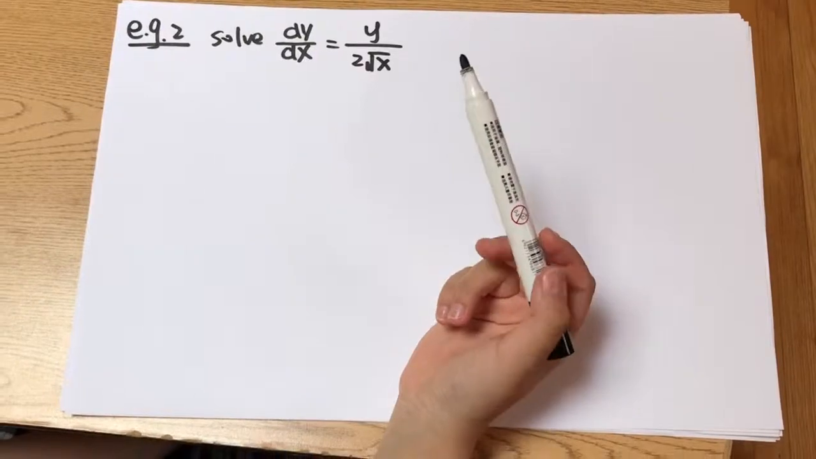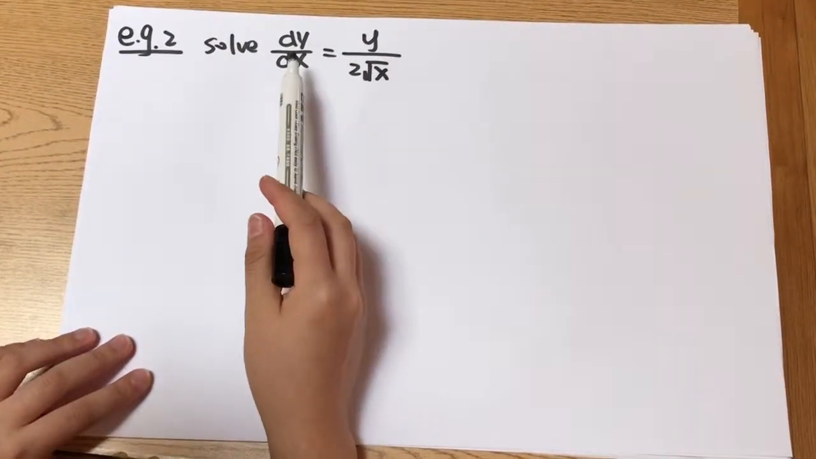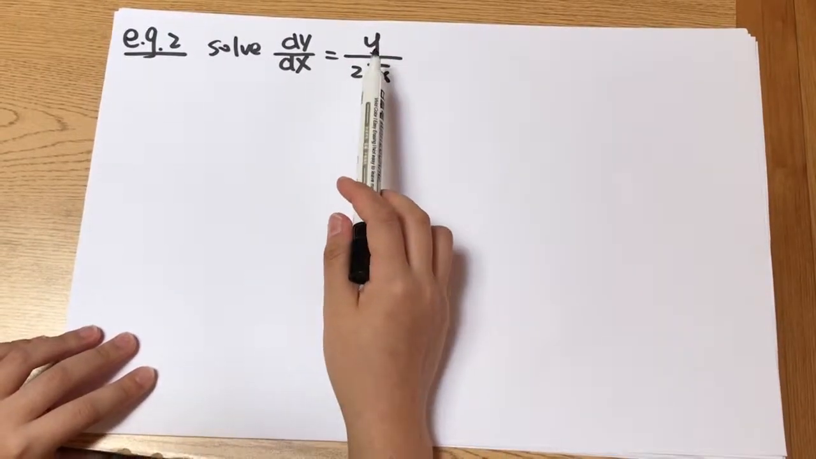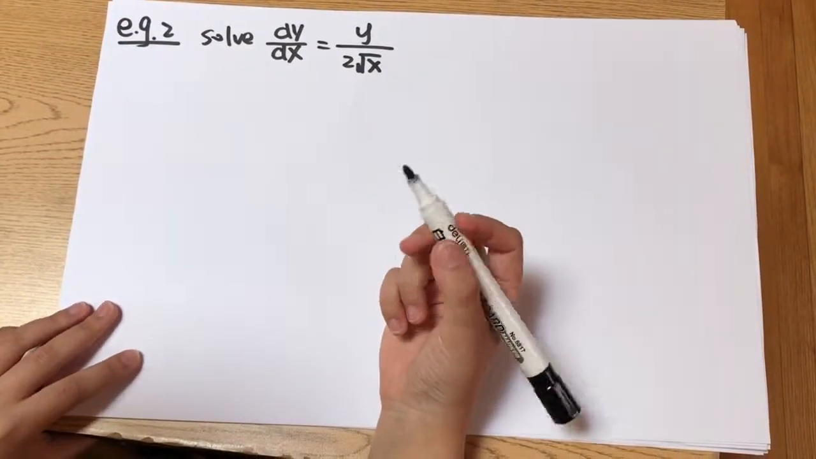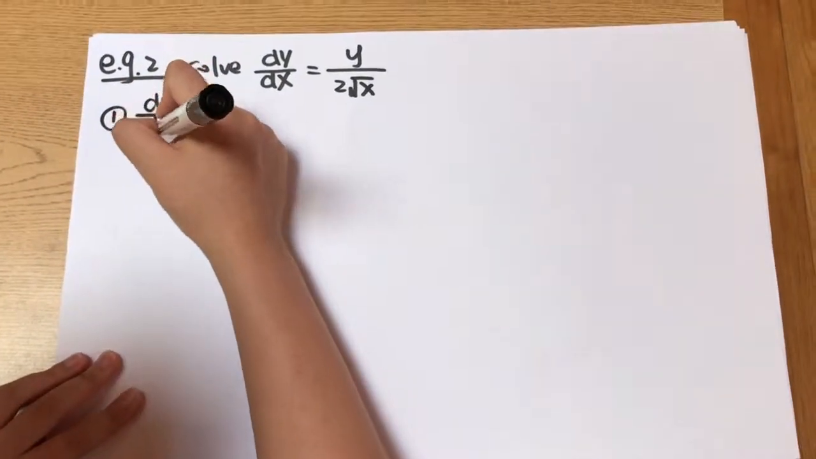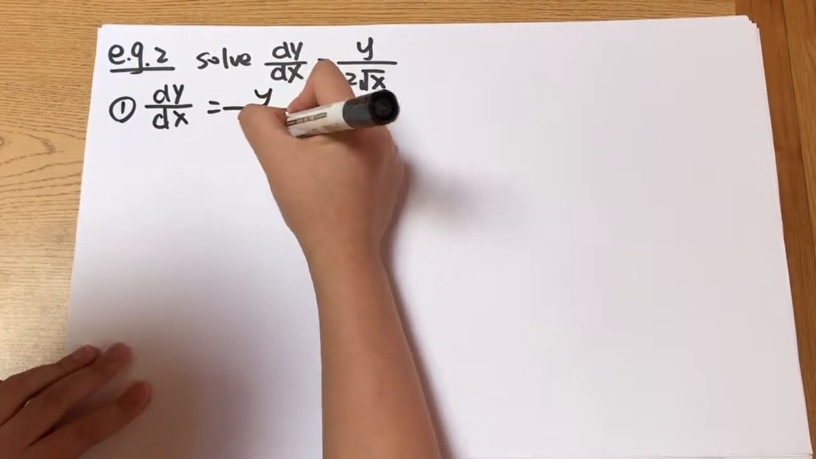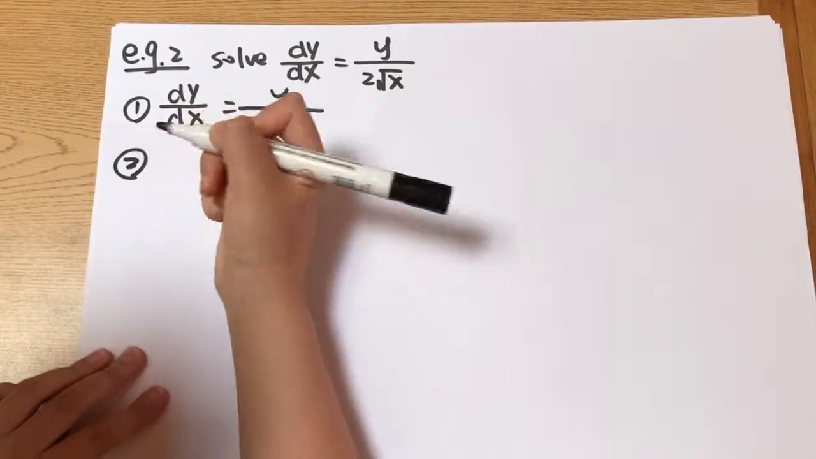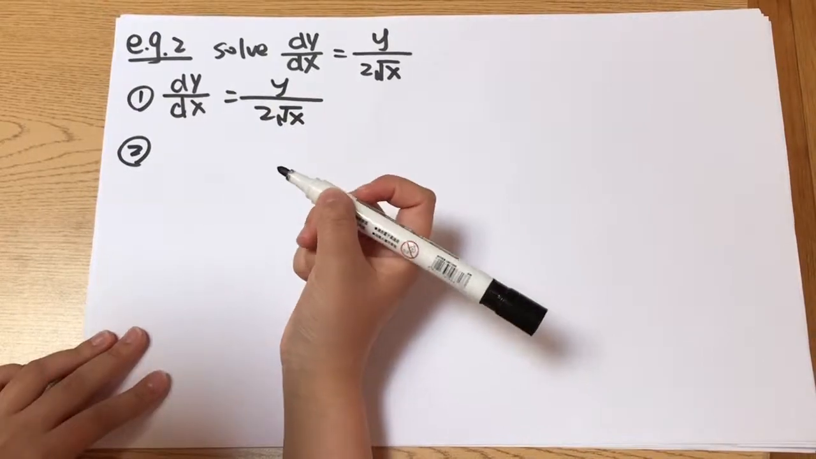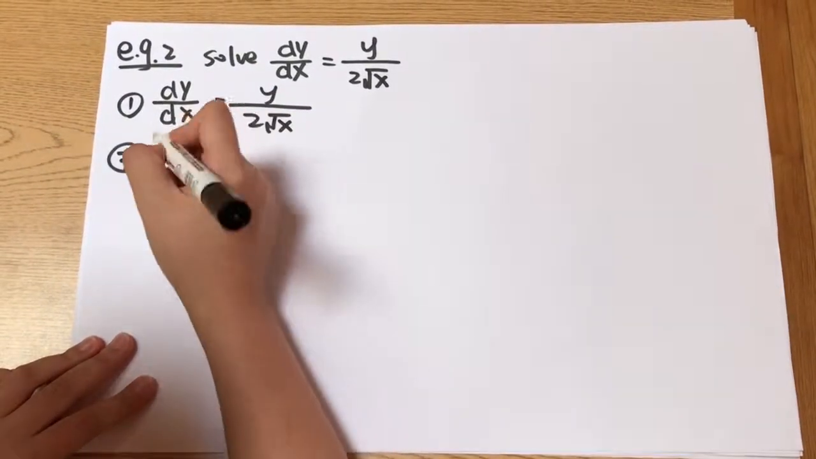Okay, so now we're getting to a harder problem. This one is: solve the differential equation dy over dx equals 1 over 2 root x. So first of all, we still have to write it down. And the second step is the separation of variables. In this case, we have to multiply by 1 over y first.